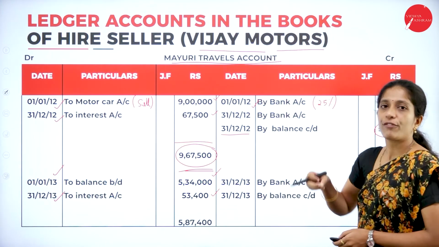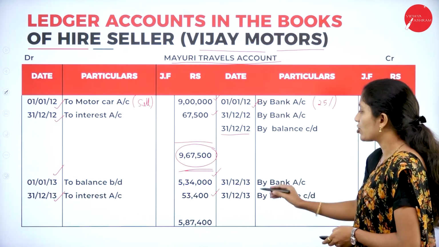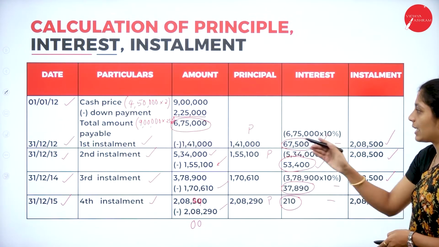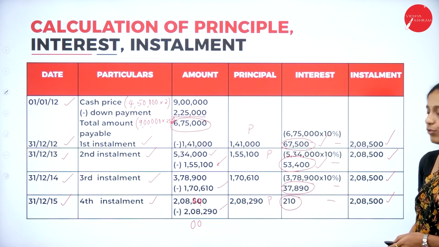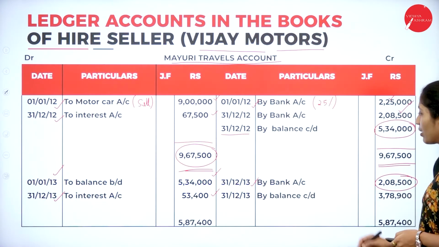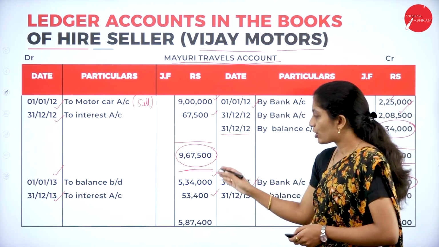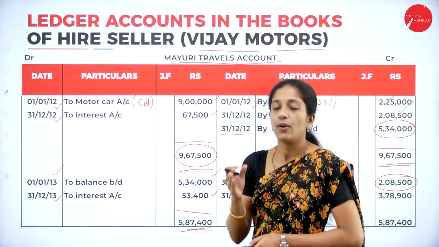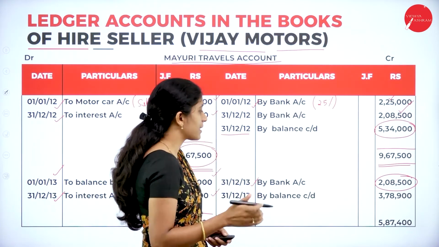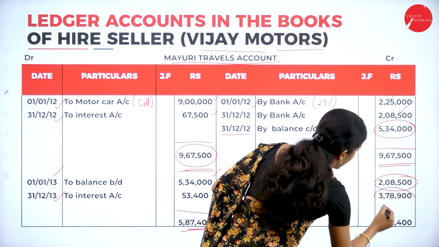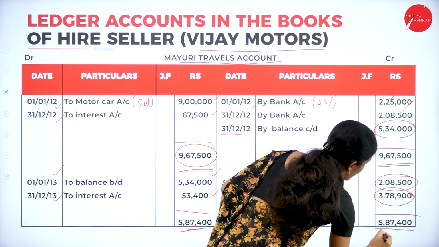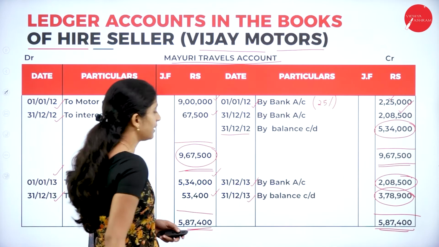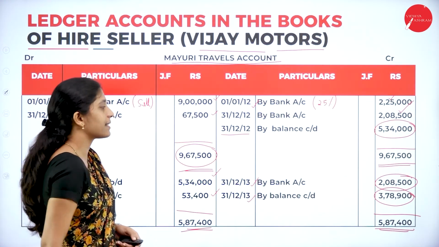Next, receiving of the installment amount, that is at the end of the financial year 31/12/2013, by bank account. So what is the second year installment? 2,08,500. So record this amount. Now as usual, you will balance. If you balance the debit side, the total is 5,87,400. Whereas coming to the credit side, you get a balancing figure of 3,78,900. So this has to be carried down for the next year. That is, end of 2013, 31/12/2013, by balance carried down 3,78,900.